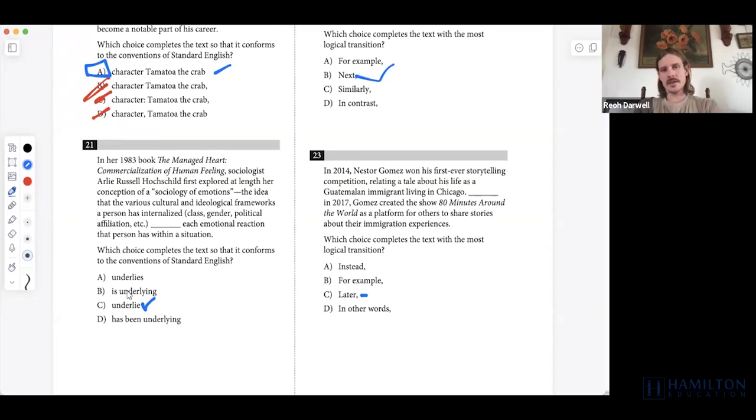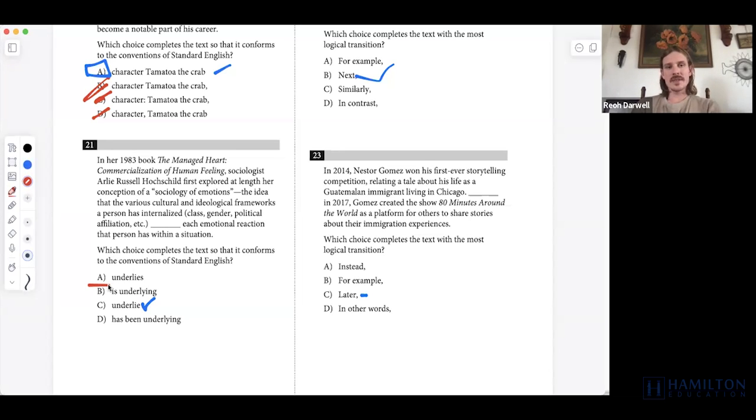The idea here we have that dash working as an elaboration, by the way. The idea that the various cultural and ideological frameworks a person has internalized something, each emotion reaction that the person has within a situation. All right. So I'm assuming a lot of us are missing this question by choosing A, underlies, right?